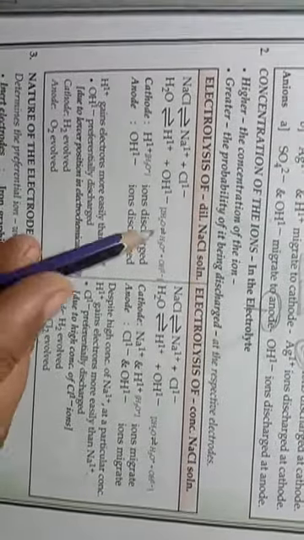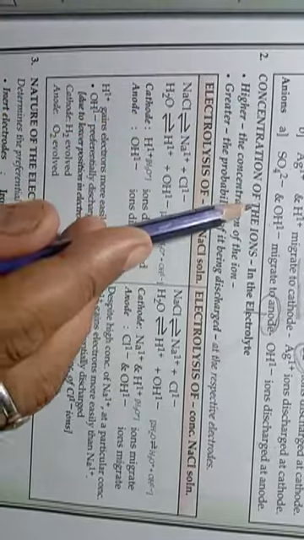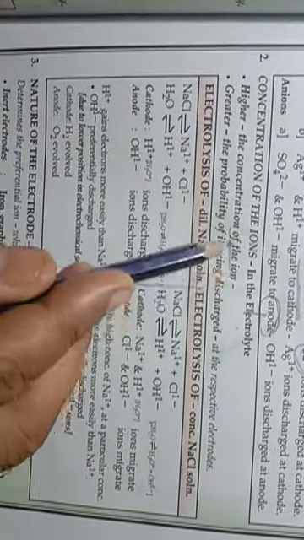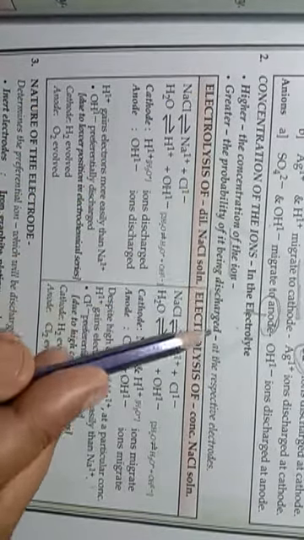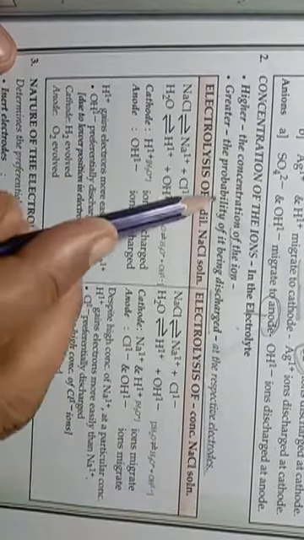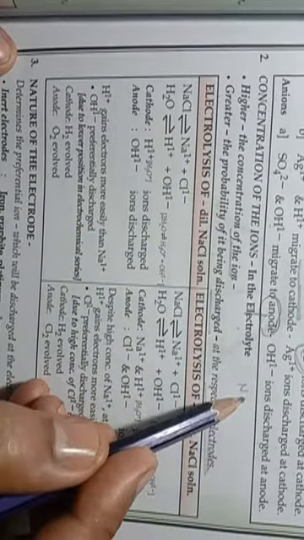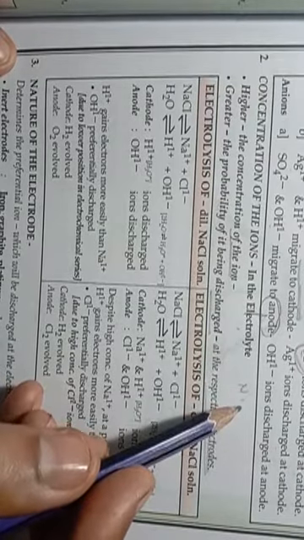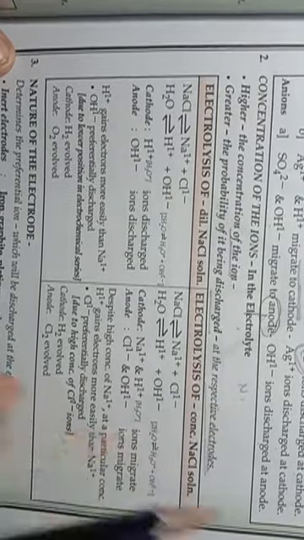Then, second point is concentration of the ions in the electrolyte. So higher the concentration of the ions, greater the probability of it being discharged at the respective electrodes. Okay students, so if a particular ion has more concentration than the other ion, then the preferential discharge will take place of that ion which has more concentration.